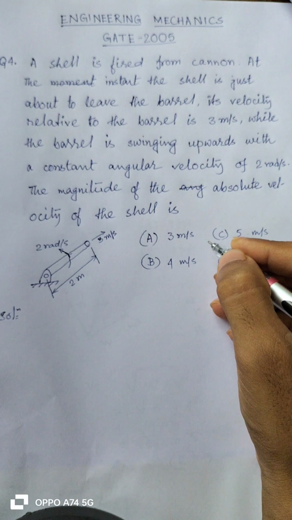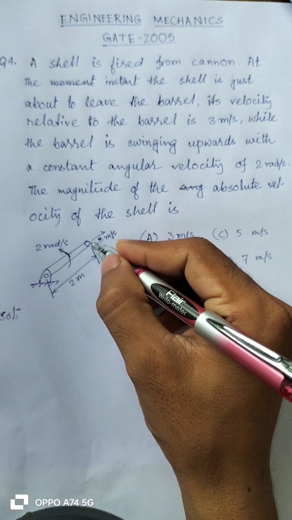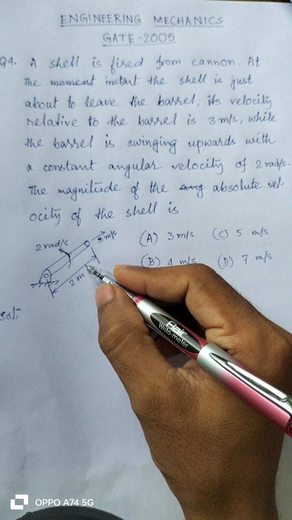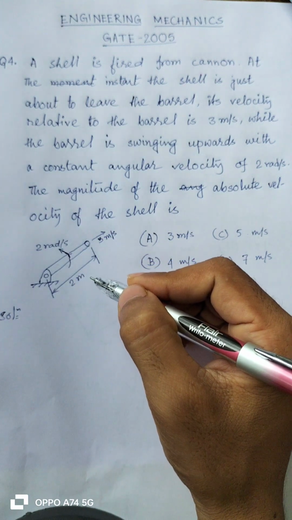The question is, what is the absolute velocity of the shell? And the length of the barrel is given as 2 meter.